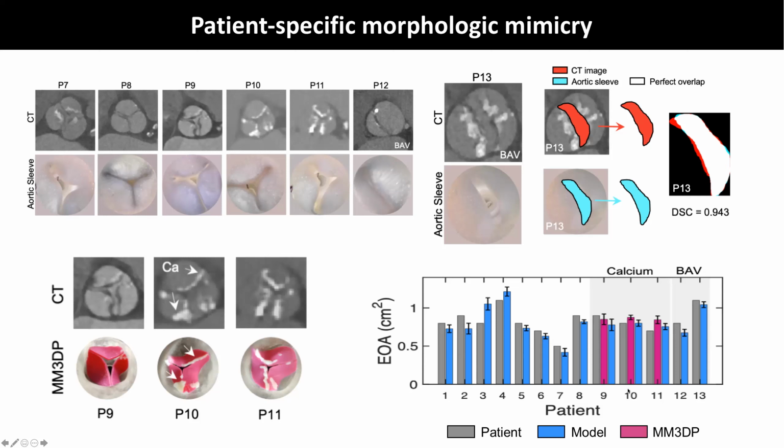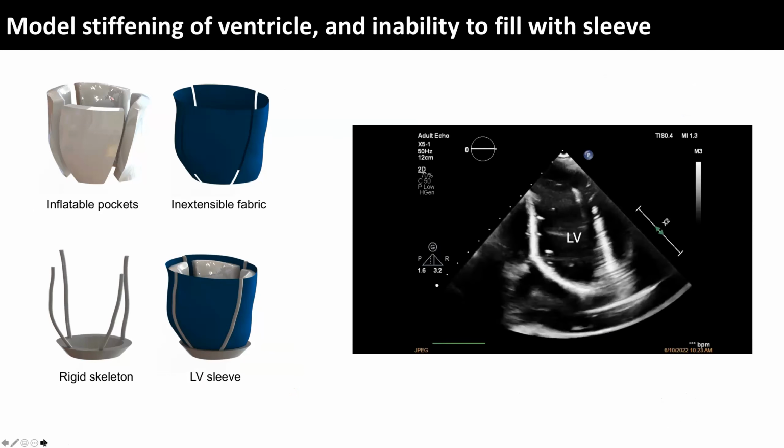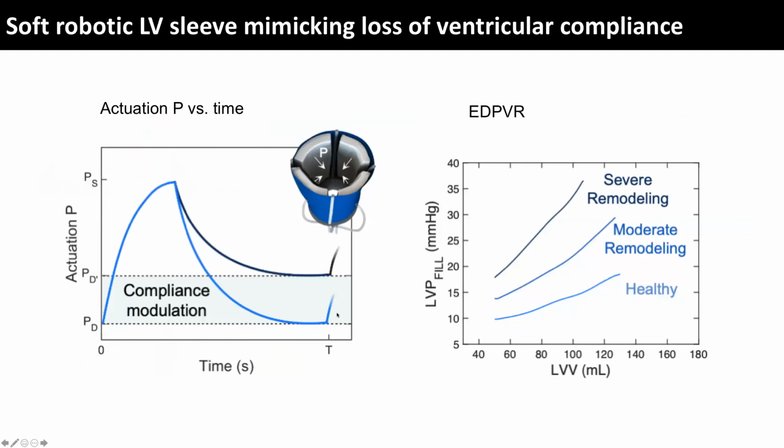With this sleeve, you can vary ventricular compliance. You can also create the motion in vitro, this contraction and relaxation. And by tuning the amount of relaxation you do, you can modulate the compliance of the LV. So you can mimic remodeling of the ventricle as well as the aortic stenosis. So it can go from healthy to moderate to severe remodeling.